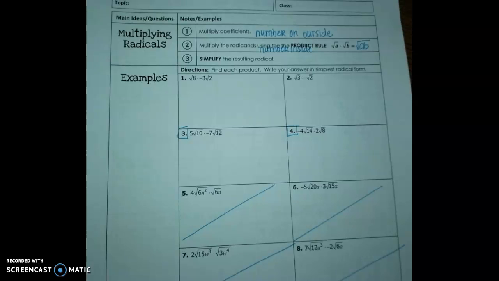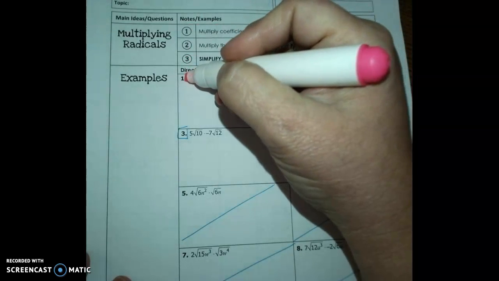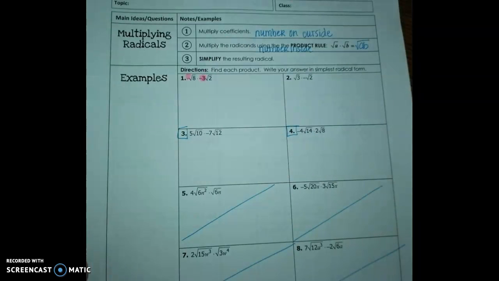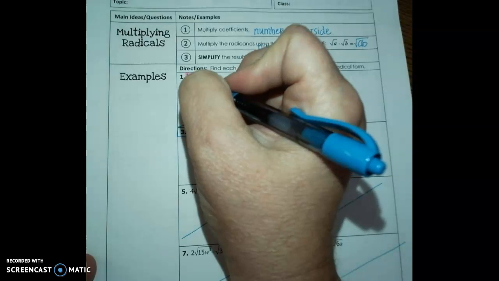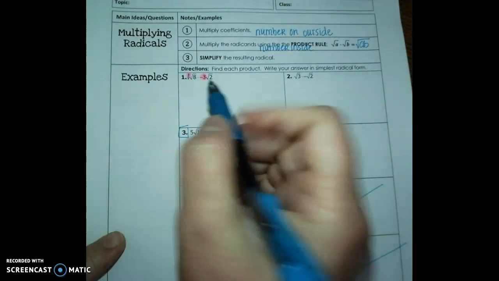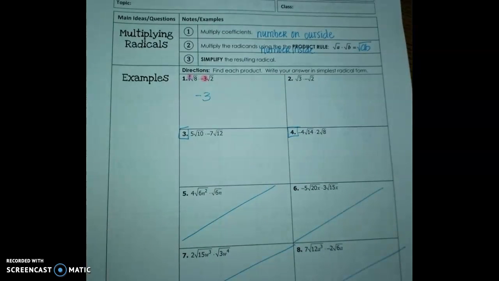All right, so let's look at number 1 here. So we want to remember that it's going to be coefficient times coefficient. The coefficients aren't always out where you can see them because sometimes they're an understood 1. Those are our coefficients. So there's really a 1. We want to multiply those two numbers together. So 1 times -3 is -3.